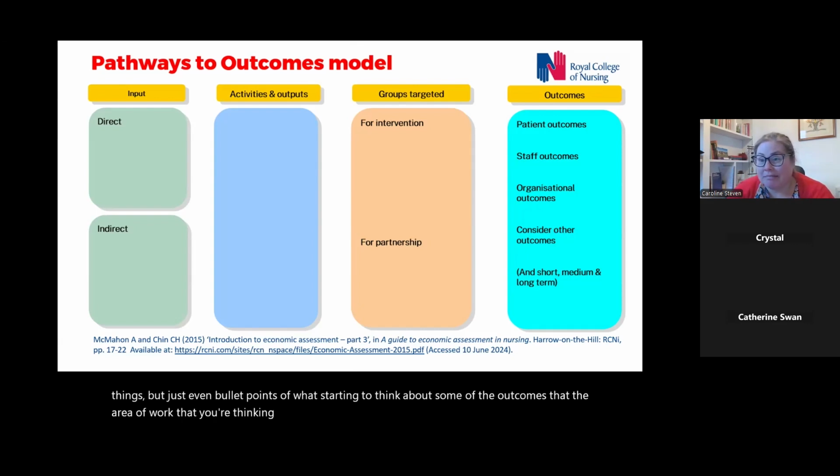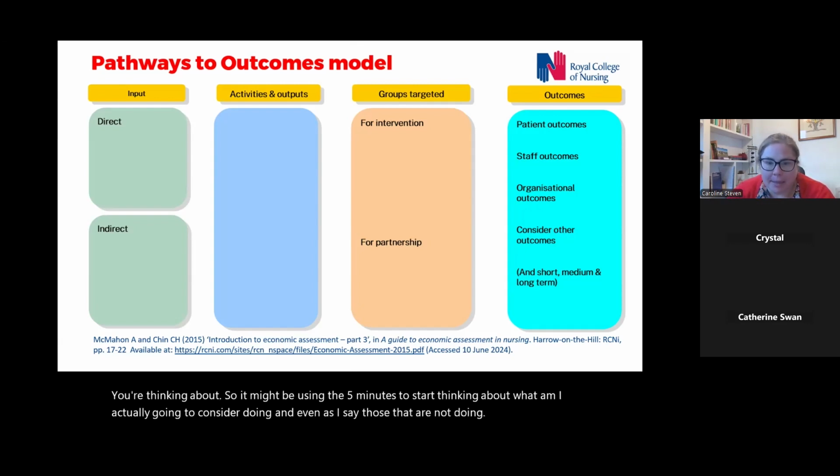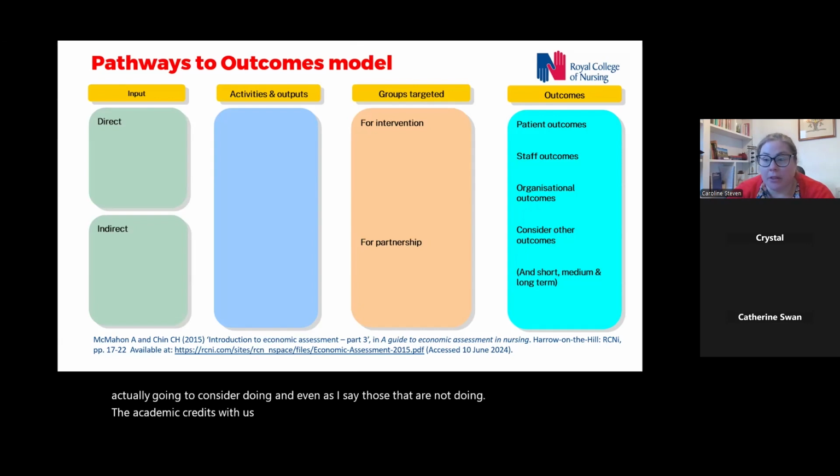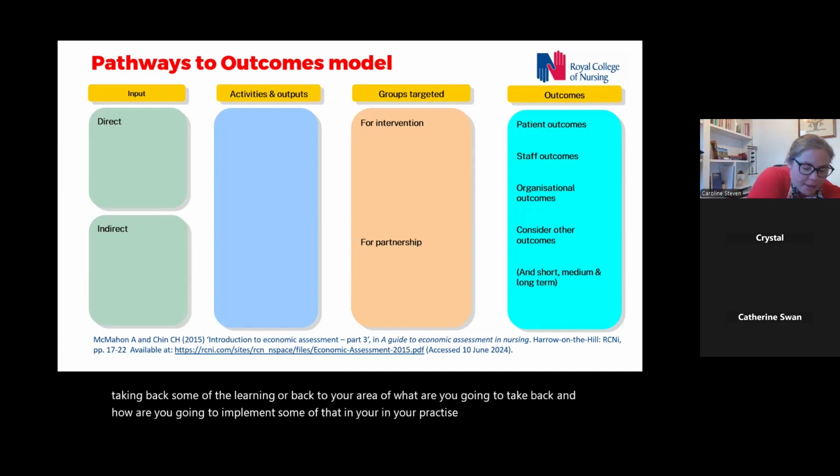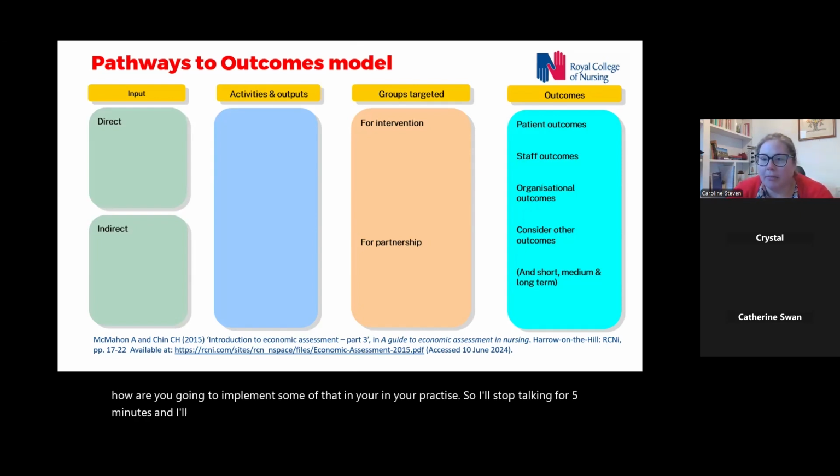It could be that you've not even quite decided what you're thinking about, so it might be using the 5 minutes to start thinking about, what am I actually going to consider doing, and even, as I say, those that are not doing the academic credits with us, that's absolutely fine. There's still things to think about in terms of taking back some of the learning, or back to your area. What are you going to take back, and how are you going to implement some of that in your practice? So I'll stop talking for 5 minutes, and we'll come back at 12:05, and we'll move on from there.